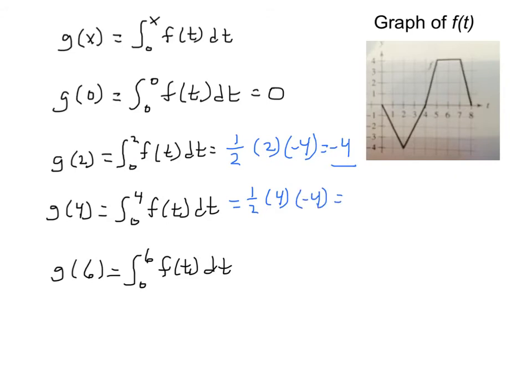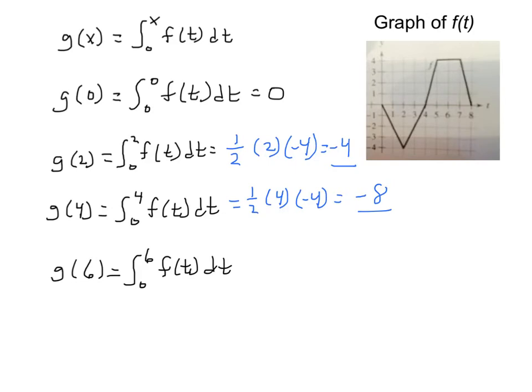And so when I do that, I'll get 1/2 times 4 times -4, which is going to come out to be -8. So g of 4 in this case is equal to -8. Let's look at g of 6. g of 6 is going to be the integral from 0 to 6 of f of t dt.